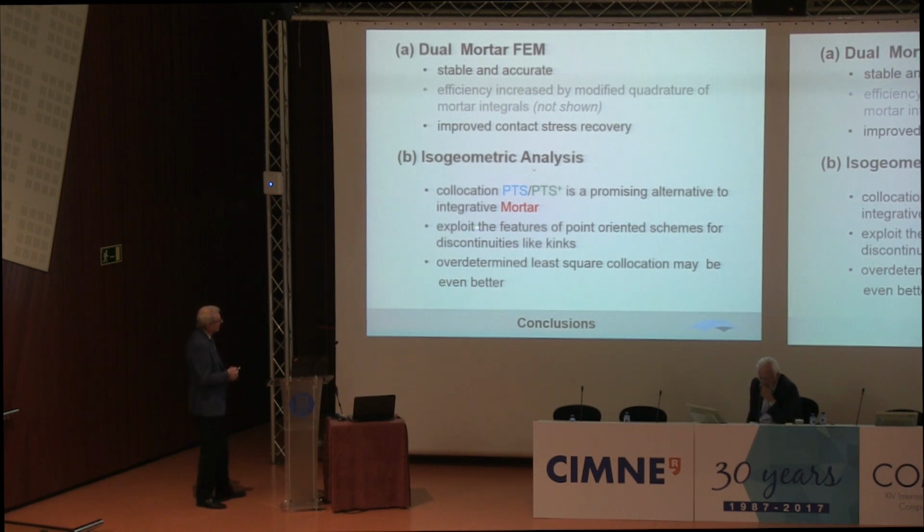So one can, of course, exploit the features of the point-oriented schemes for discontinuities like kinks. And what I have done in my dissertation many, many years ago, I used the so-called overdetermined least square collocation. That is, you use more points, you have more equations than unknowns, and then you make a least square fit, and that's, in my opinion, a better solution, and maybe we should try that also.